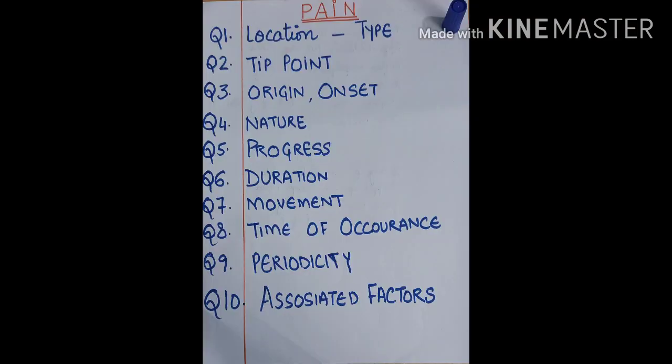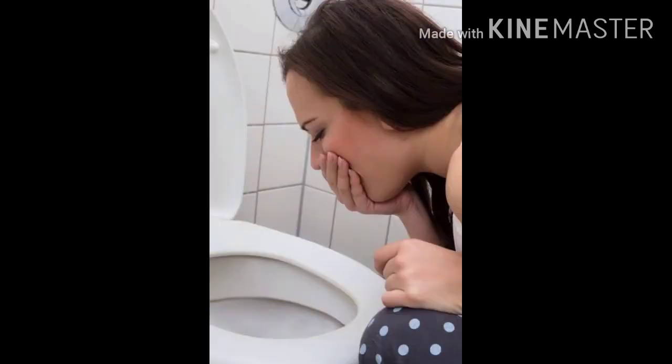And last is the associated features. You have to ask the patient whether he is feeling anything else with that pain, whether he is feeling nausea, vomiting, sweating, or cold extremities. So these are the various associated factors that you have to ask while taking history. For example, in colicky pain, usually the patient experiences sweating and vomiting. Also, his extremities are cold. So these are the things that you can correlate with the associated features.